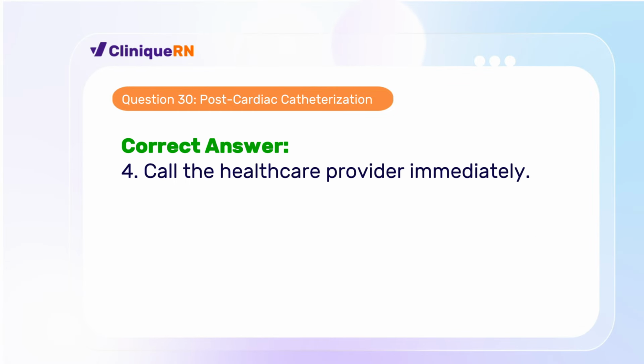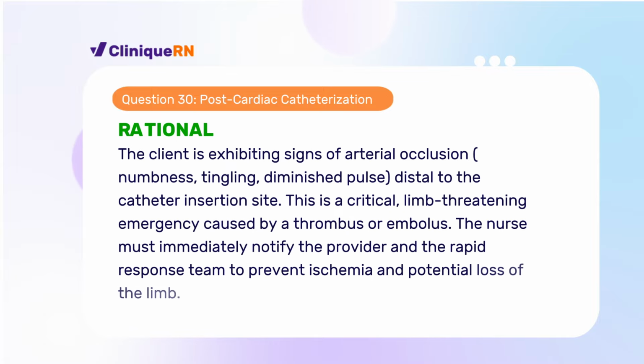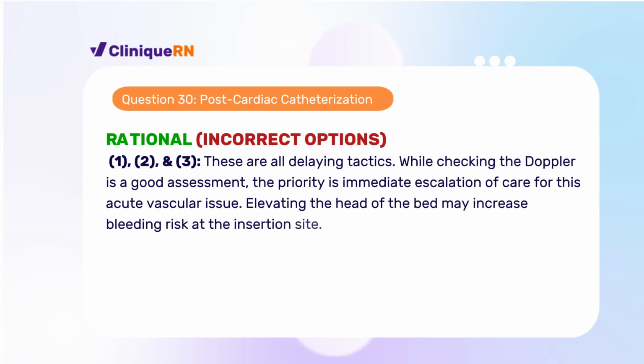The correct answer is 4. Call the healthcare provider immediately. Rationale: The client is exhibiting signs of arterial occlusion, numbness, tingling, and a diminished pulse, distal to the catheter insertion site. This is a critical, limb-threatening emergency caused by a thrombus or embolus. The nurse must immediately notify the provider and the rapid response team to prevent ischemia and potential loss of the limb. Incorrect options: 1, 2, and 3.